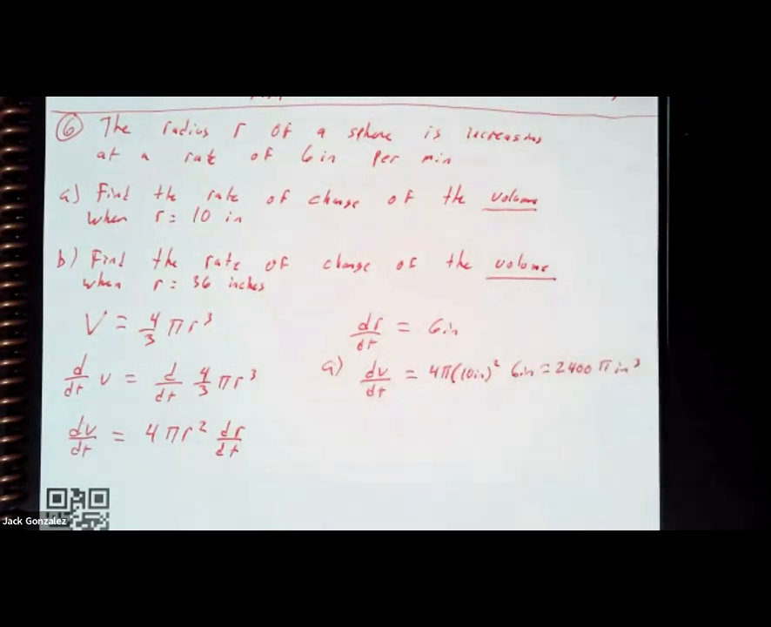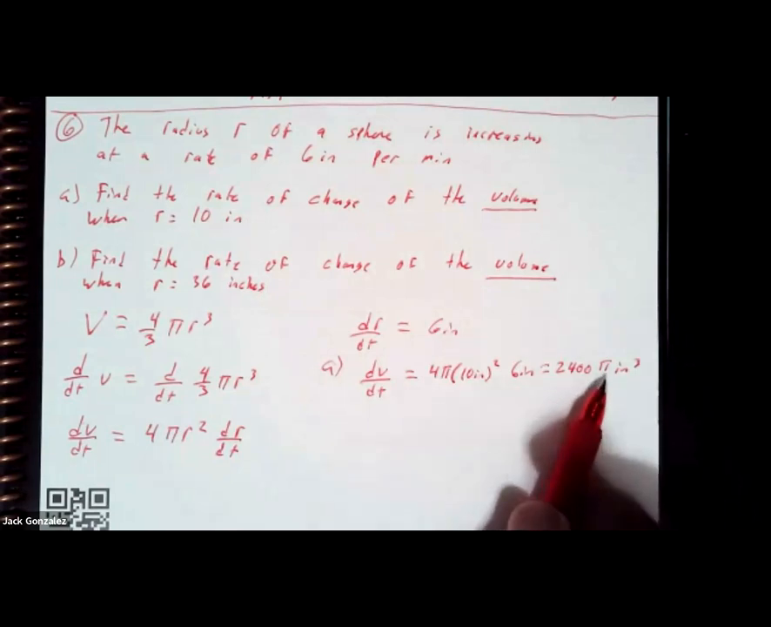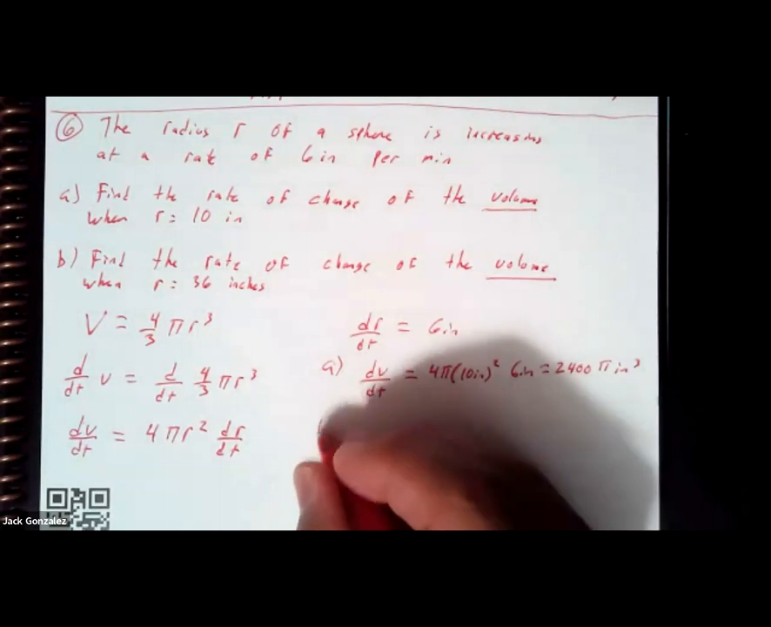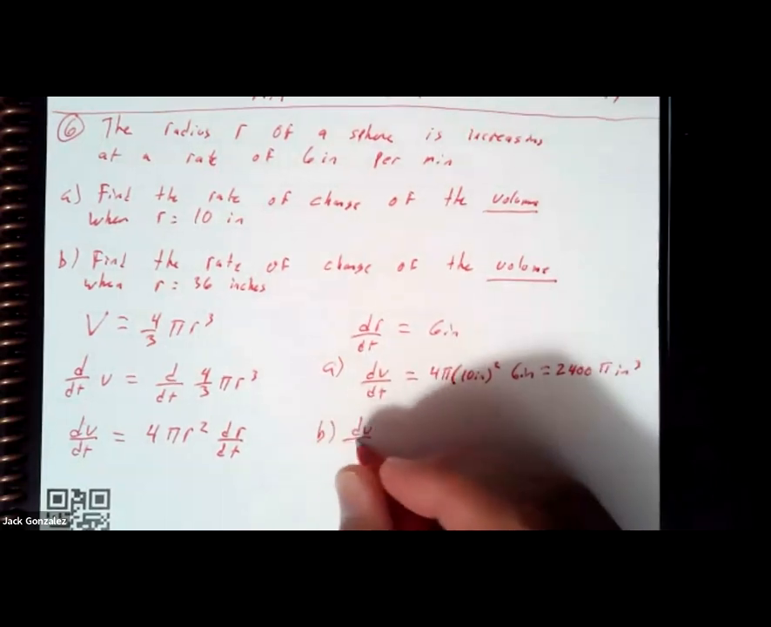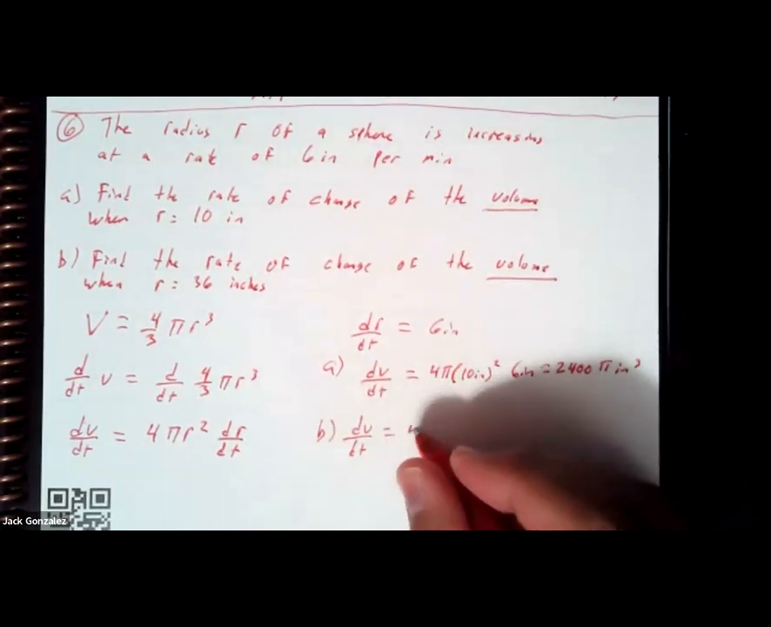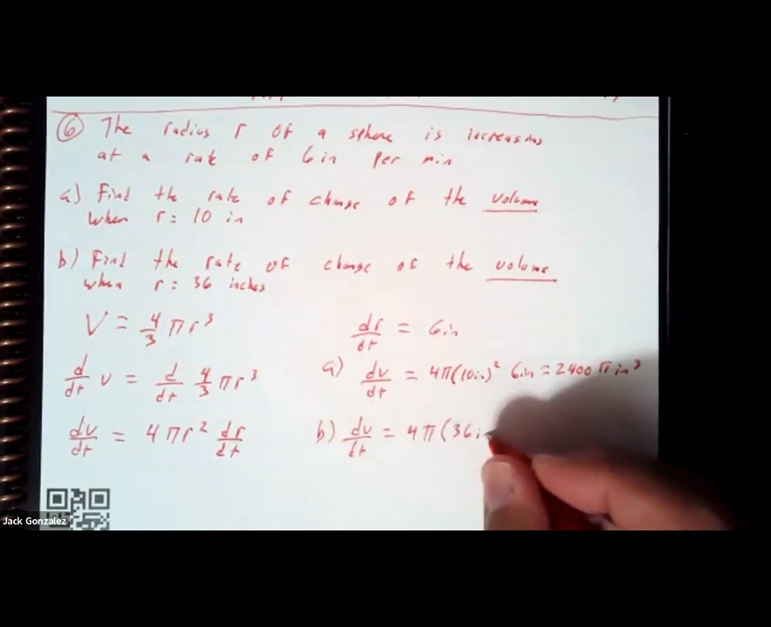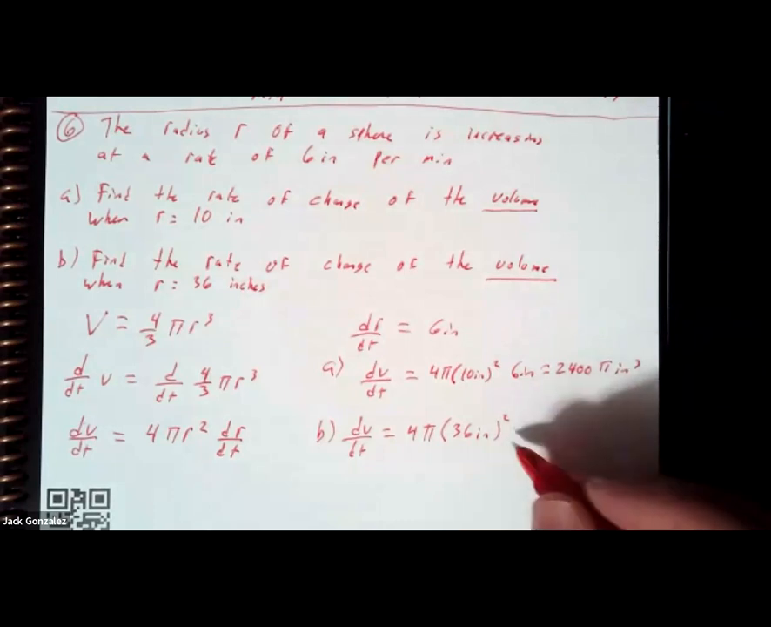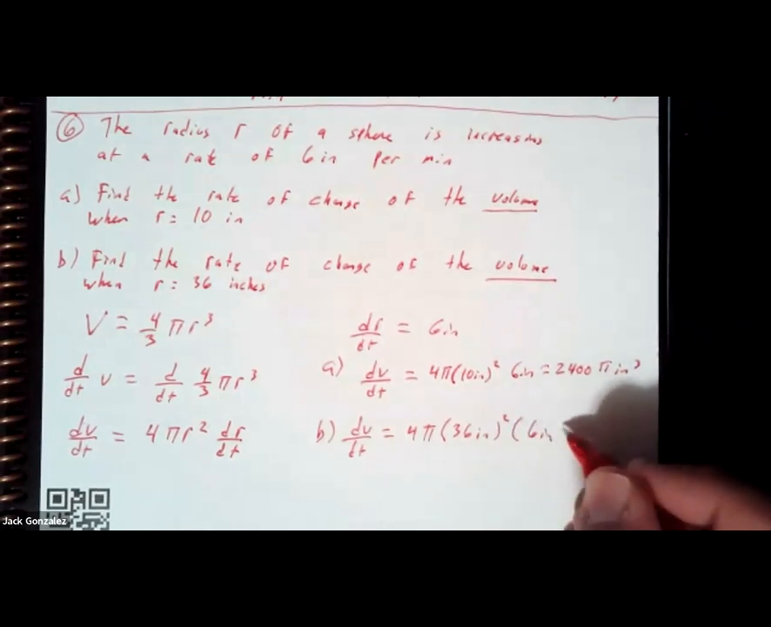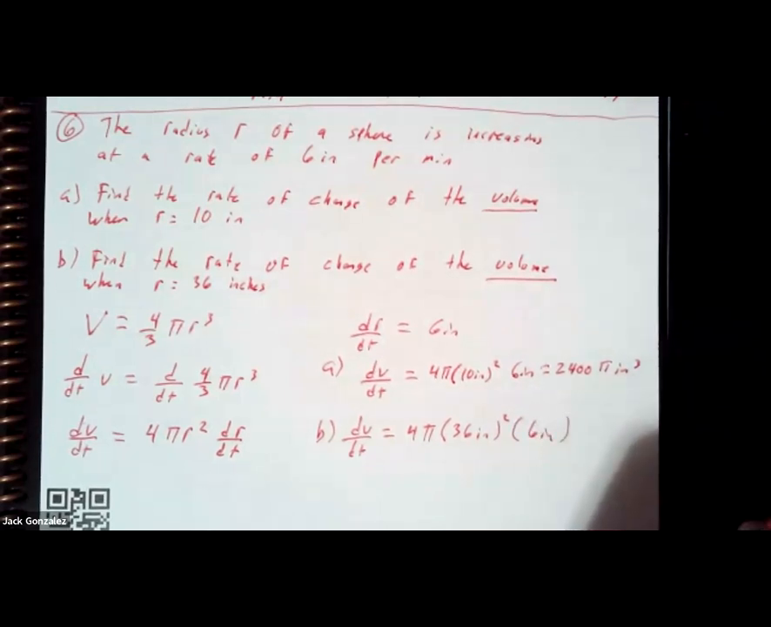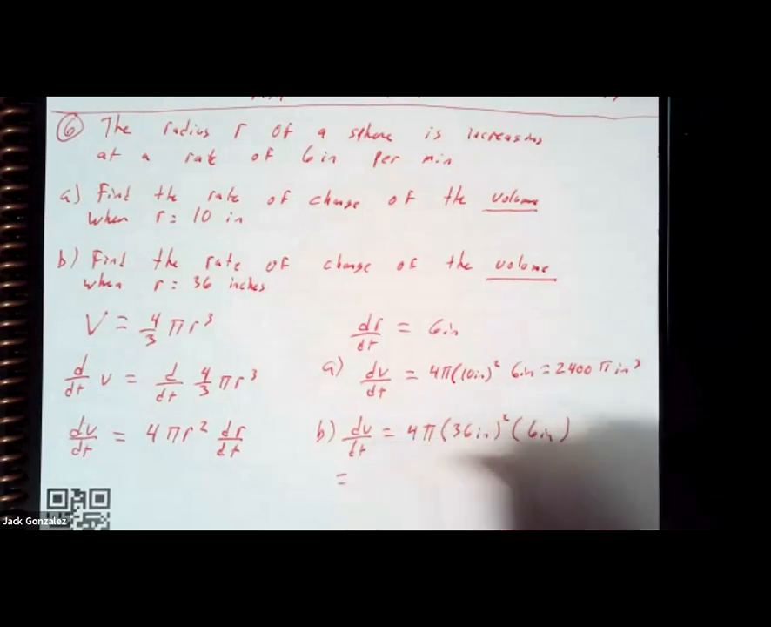Let me see if they wanted us to round or not. I feel like that'd be fine, but if they don't like it, multiply 2400 times pi. Or B, same deal, just change the numbers. It'll be 4 pi times 36 inches squared times 6 inches. That will be, I don't know.